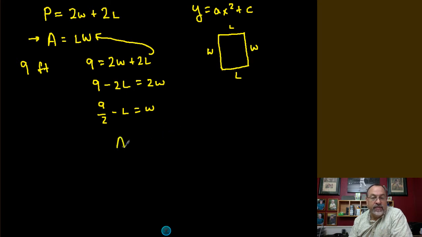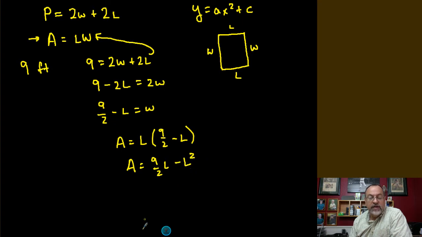So the area, the maximum area, which is what I'm looking for, is going to be the length, which I have, times W, which I now know is 9 halves minus L. And again, if we distribute this out, you'll notice that we have a quadratic right here. And now all I need to do is find the max or the min. And again, I can calculate this algebraically or put it in a calculator and find the maximum value.